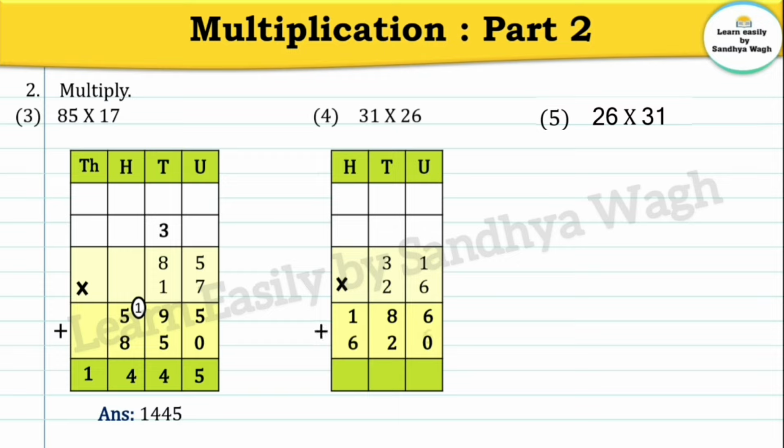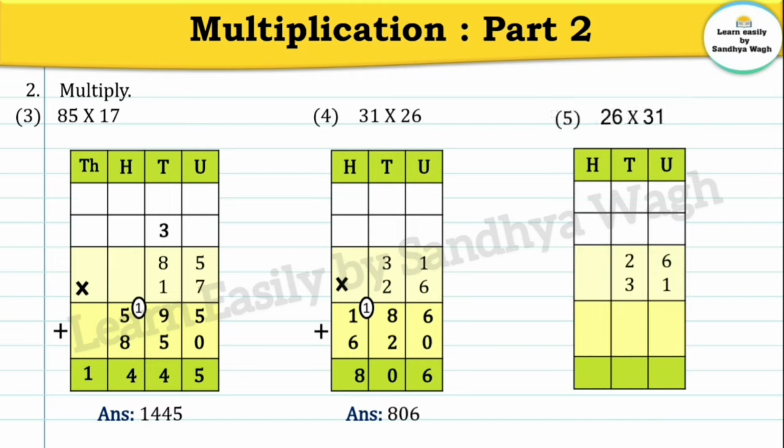6 plus 0, 6. 8 plus 2, 10. So we will write 0 in the tens place. 1 will go as a carry over in the hundreds place. Now 1 plus 6 is equal to 7. 7 plus 1, 8. So our final answer is 806.